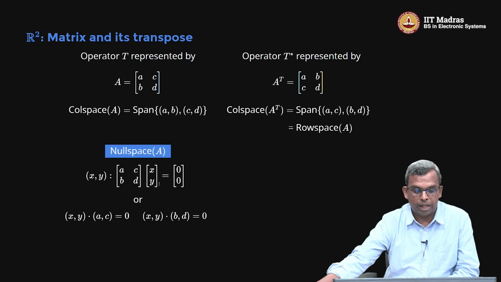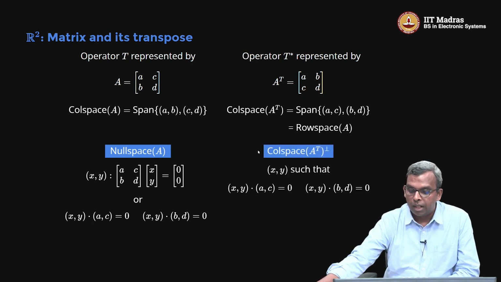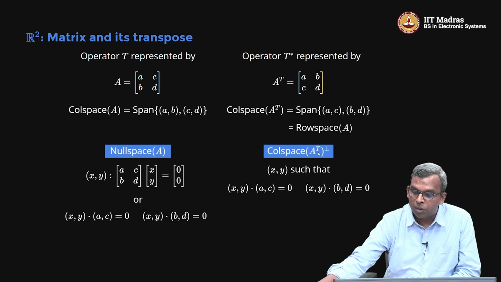Okay, XY dot AC is 0 and XY dot BD is 0. Once you see it like this, the connection between A transpose and its spaces and the null space of A will also be apparent. So here is the connection. Let's look at the column space of A transpose perp.